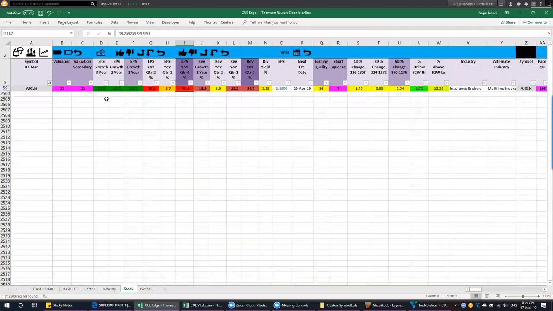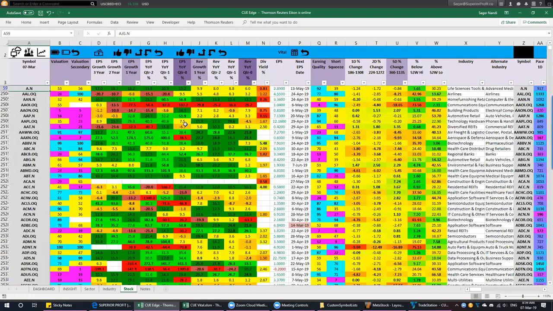AJG. It's looking weak, isn't it? Fundamentally overvalued. Secondary valuation is also magenta. Earnings growth decelerating. And let me do a peer analysis so I can look at the industry also. I click the peer analysis button.